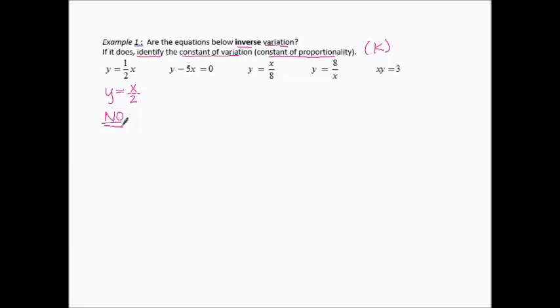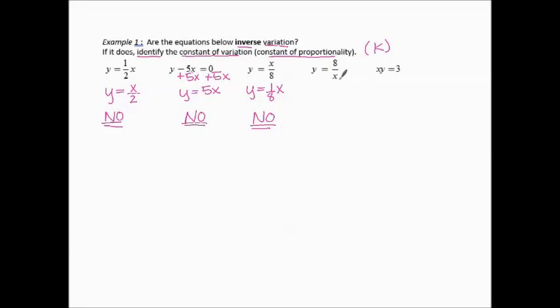If we look at my second example, y minus 5x equals 0, I can add 5x to both sides. Y is equal to 5x. Again, my x is in the top, so this is not inverse. Looking at my next example, y is equal to x over 8. I can rewrite this as y equals 1/8 times x. This is the same as that first example. Again, I have x on top. It is also direct and not inverse.